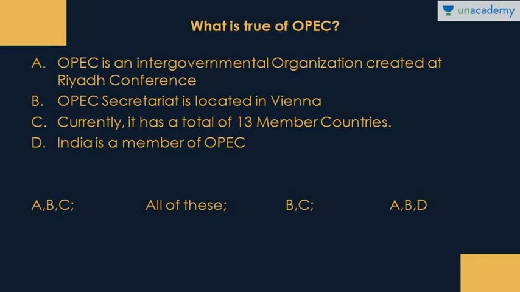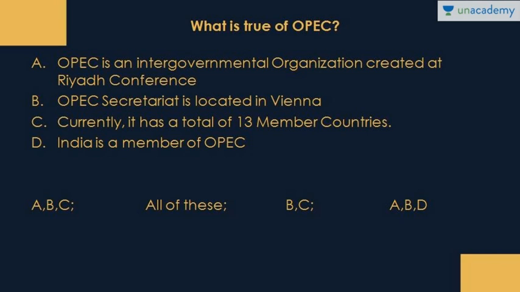Next, what is true of OPEC? So one time or other OPEC is always in news. So oil politics a lot. And if you look at the options here, A, it is an intergovernmental organization created at Riyadh conference. B, OPEC secretariat is located in Vienna. C, currently it has a total of 13 member countries. D, India is a member of OPEC.